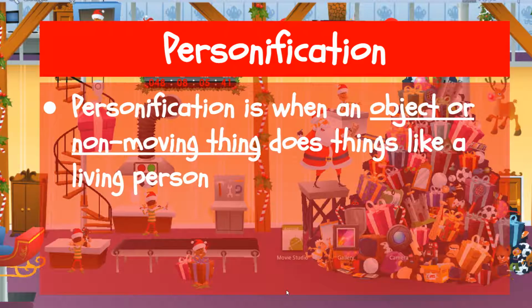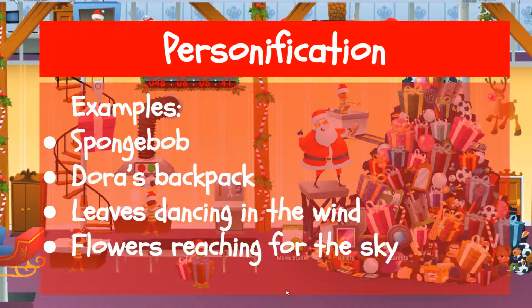Now let's look at personification. Personification is when an object or non-moving thing does things like a living person. Examples, easy ones, are SpongeBob and Dora's backpack. SpongeBob is a sponge, but he talks and moves around and has friends, just like a person would. Dora's backpack is a backpack, which is not even a living thing, it's an object, but it talks and sings and helps Dora on her adventures. So those characters in their entirety are personified.